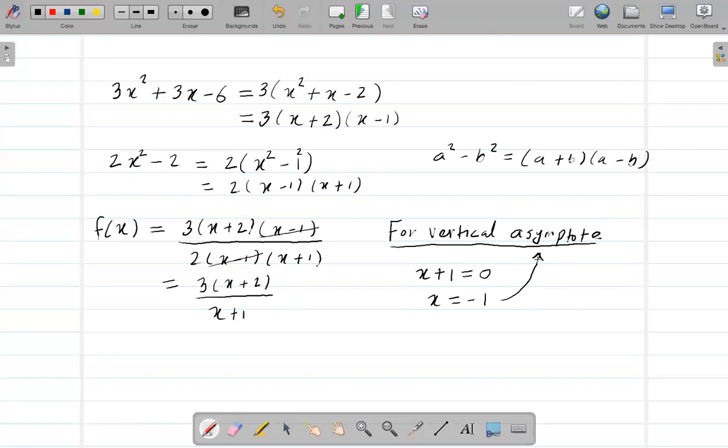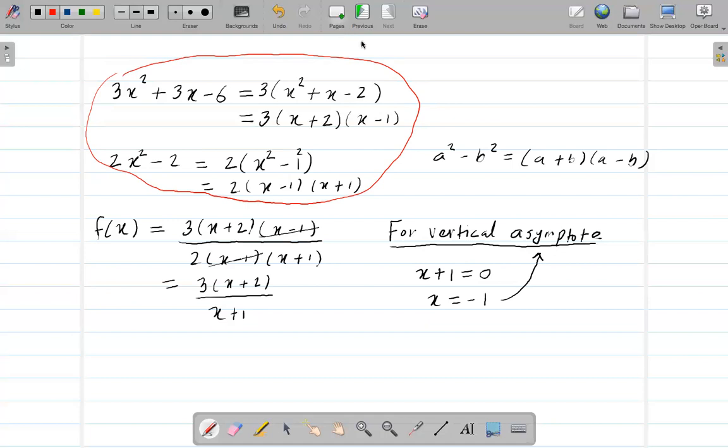So the idea to find the vertical asymptotes is like I did here: simplify the numerator and denominator, see if we can cancel anything. I cancelled these two, and after that, look at the denominator, set that equal to 0, and solve for x. That is the vertical asymptote.